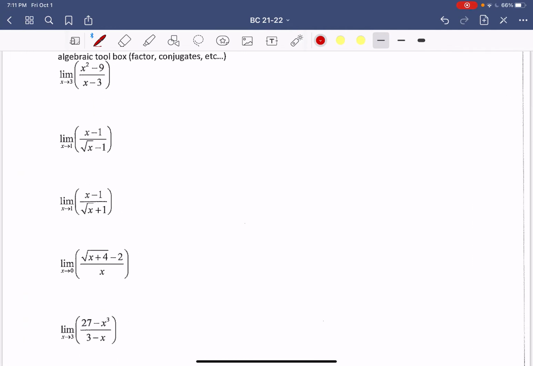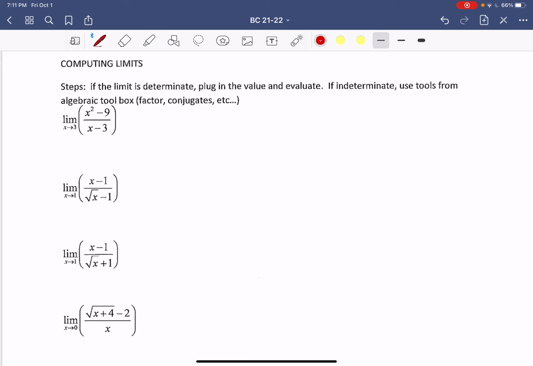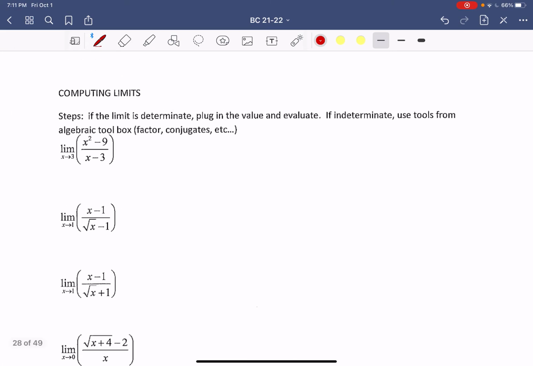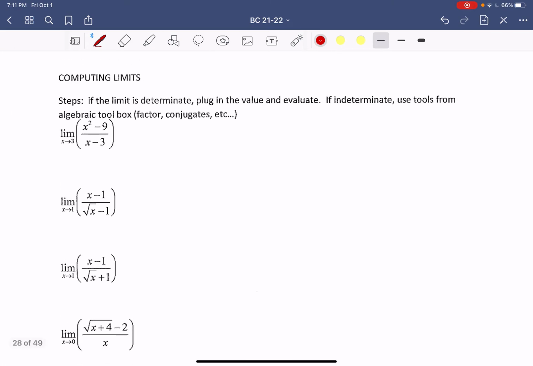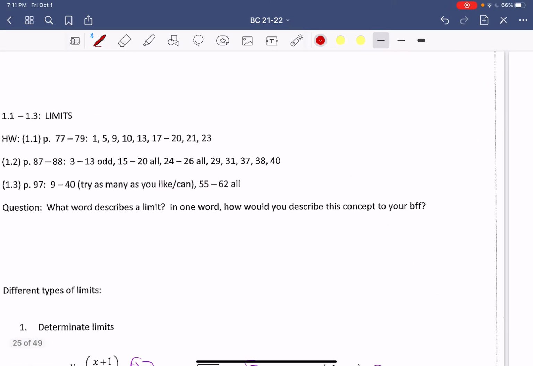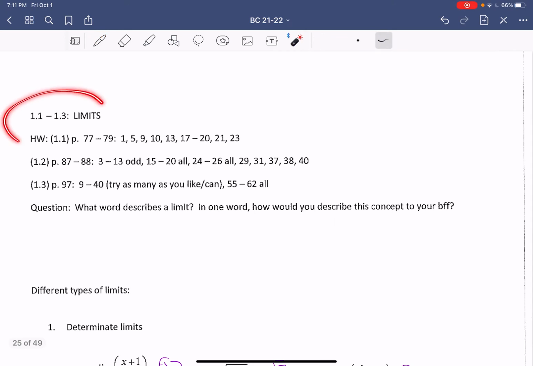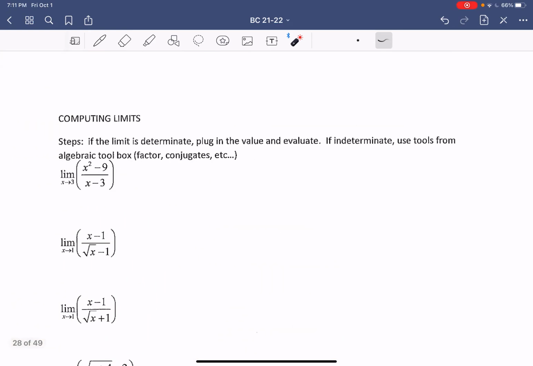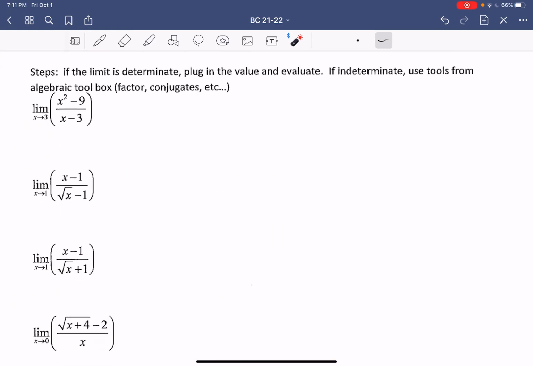So now let's talk about these limits here. We're going to have a conversation about what it means to have an indeterminate limit. This page is a better explanation of indeterminate limits than the first page. This is from the 1.1 to 1.3 packet. So over here, computing limits.